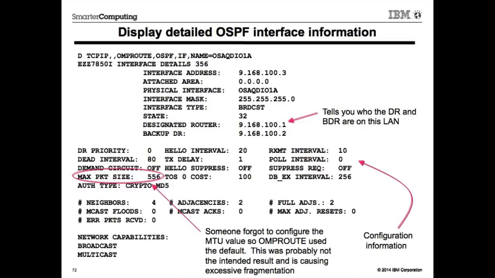Also, notice on the display the maximum packet size is 556. That's awfully small. What happened there was somebody forgot to configure the MTU value to OMPROUTE, so OMPROUTE used the default. That was probably not what was intended. It's probably causing excessive fragmentation. So remember, you need to tell OMPROUTE the MTU value of IPv4 interfaces, where it will use a default of 576. The reason the max packet size is 20 less is because that's making room for the IP headers.